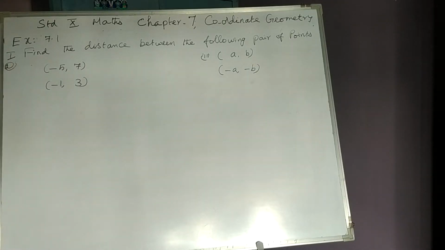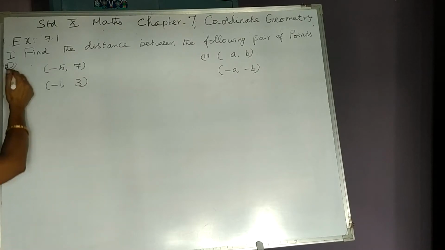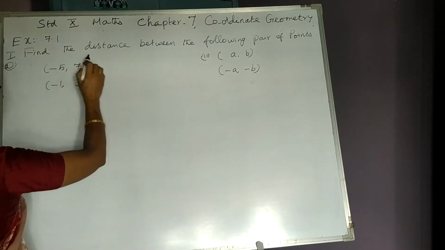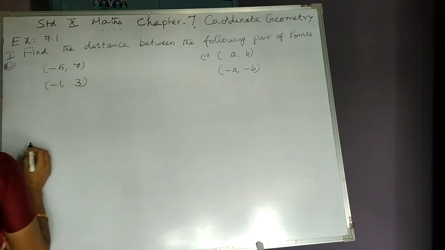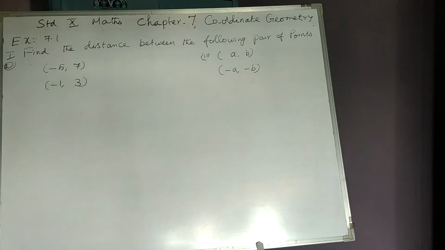We start with exercise 7.1. The first question is, find the distance between the following pair of points. First sum is homework.